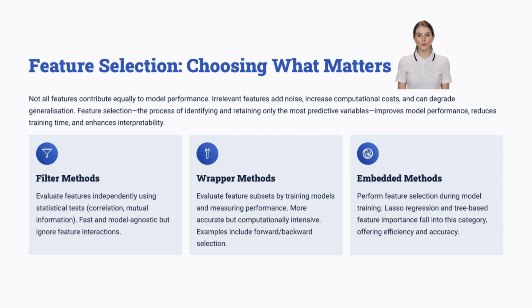Feature selection is crucial for enhancing model performance by retaining only predictive variables. Filter methods use statistical tests to evaluate features independently, while wrapper methods assess feature subsets through model training. Embedded methods, like lasso regression, integrate selection during training, balancing efficiency and accuracy. These strategies reduce noise and computational costs, improving generalization.